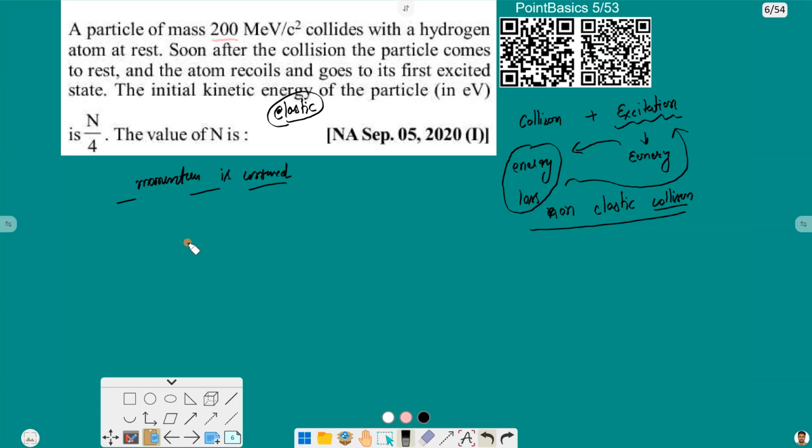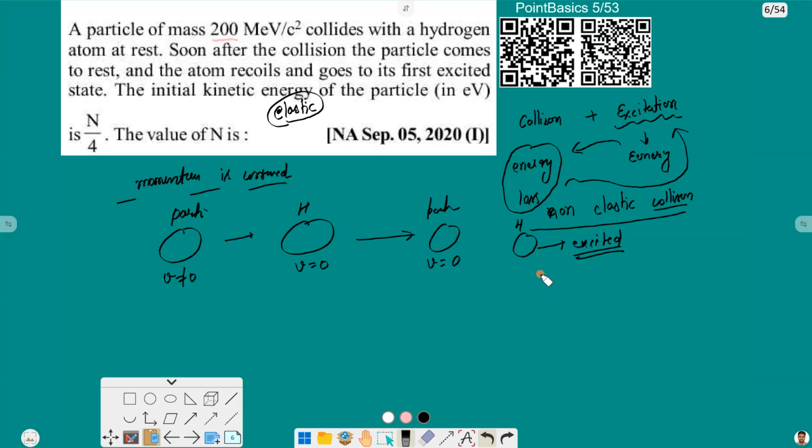So here we have a particle. First, this is our particle. It strikes a hydrogen atom, and that is hydrogen atom only, not H2, H. And after that, the particle comes to rest. Initially its velocity is non-zero, now the particle comes to rest, so velocity becomes 0. And this hydrogen atom recoils and goes into the first excited state. So this is excited now. So let's start with the momentum conservation.